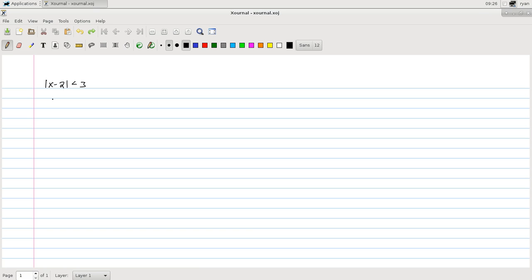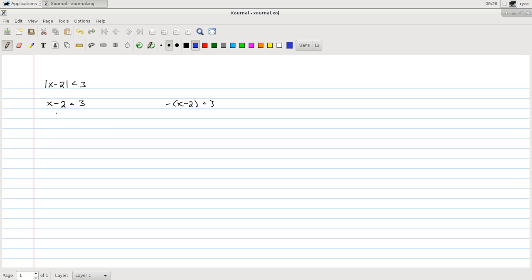Solve the inequality absolute value of x minus 2 is less than 3. We've got an absolute value in here, which means we need to break this into two cases. Either x minus 2 is positive, in which case we can just drop the absolute value, or x minus 2 is negative, in which case we need to negate it to make it positive. Now let's solve each one of these inequalities.